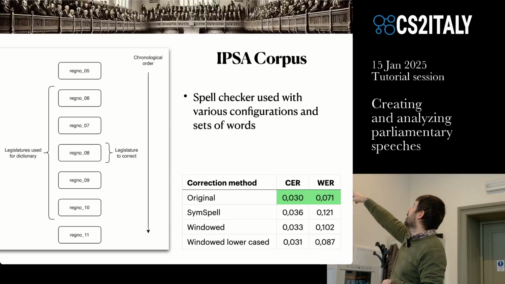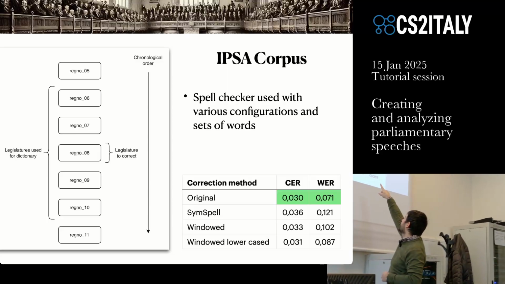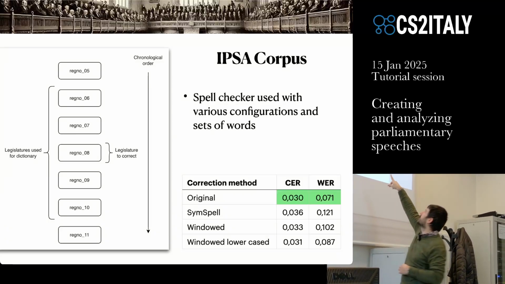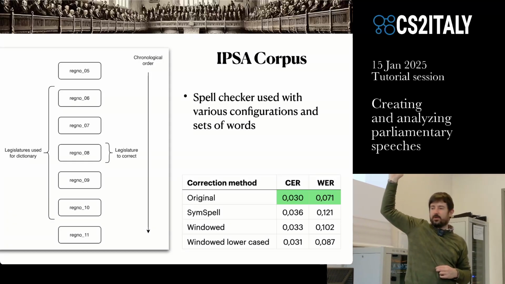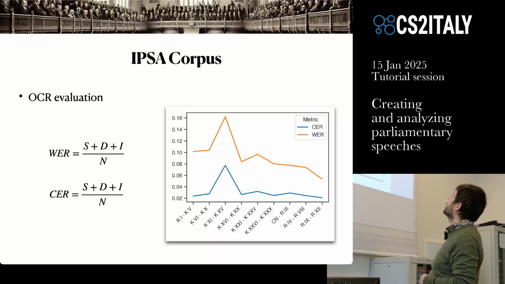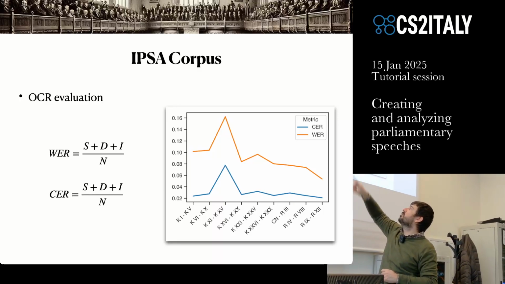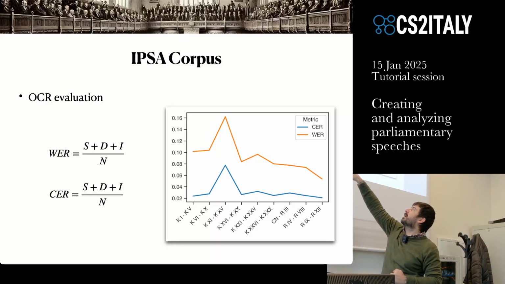But okay, if we apply SymSpell from scratch, these are the character error rates and word error rates. There was a slide, but oh, sorry, it was the next one. Okay, word error rate means how many words I need to subtract, replace, or insert.